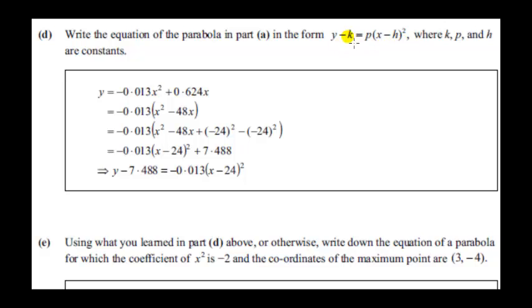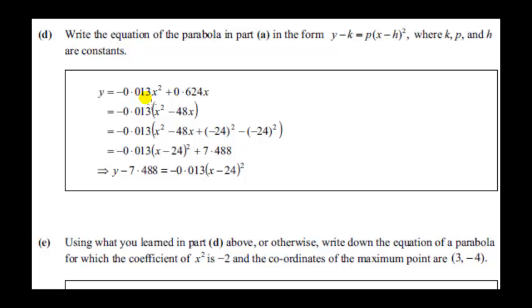Next we will write the equation of the parabola in part A in this form here. So k, p and h are constants. We want to write our parabola in a form where we have just 1x minus some constant all squared. So that suggests that we have to factorize out minus 0.013 so that we get a 1x squared here, to match up with this 1 here. Of course, when we square this x, we get the x squared that you see here.